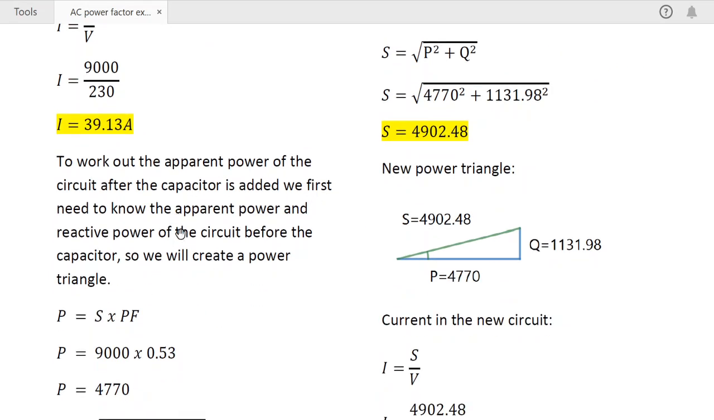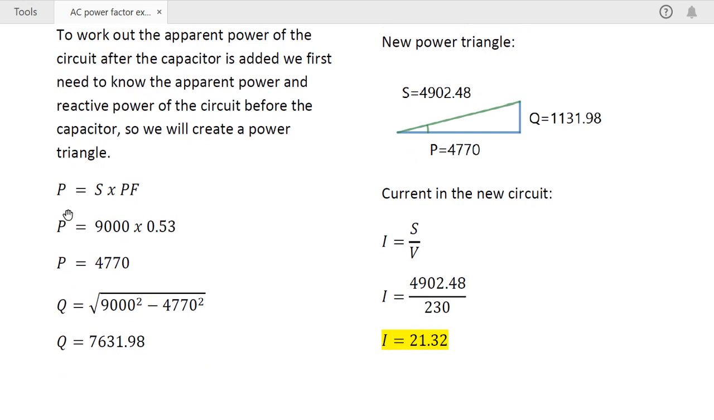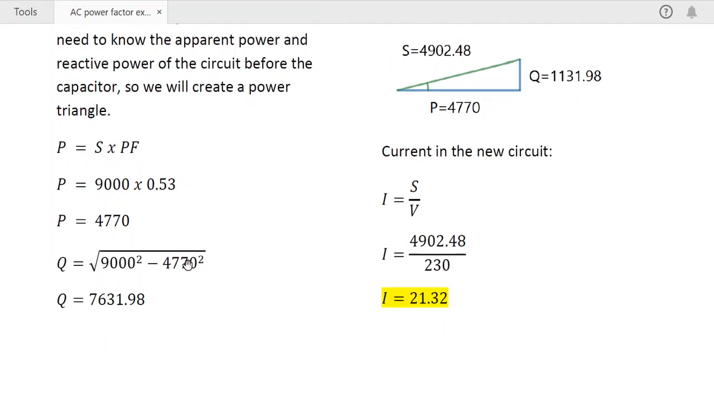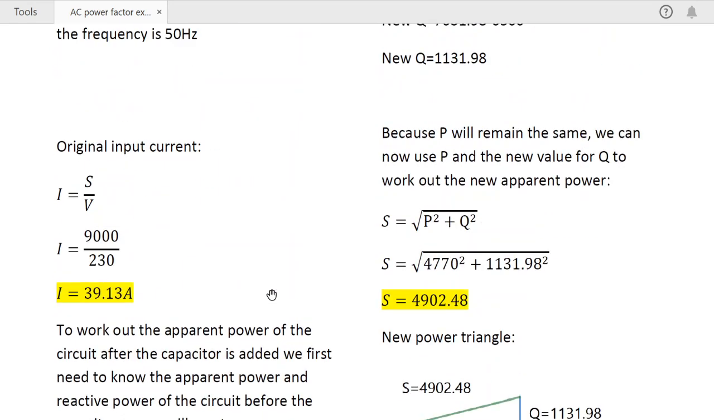To work out the apparent power of the circuit after the capacitor is added, we first need to know the apparent power and reactive power of the circuit before the capacitor, so we will create a power triangle. We need to work out true power first, so we'll use apparent power times power factor because we know what those two things are. It gives us 4,770 watts, and our Q value will be the Pythagoras of those two other sides, which is 7,631.98.